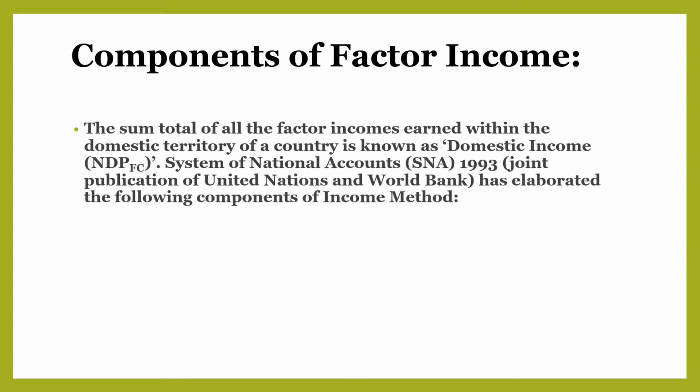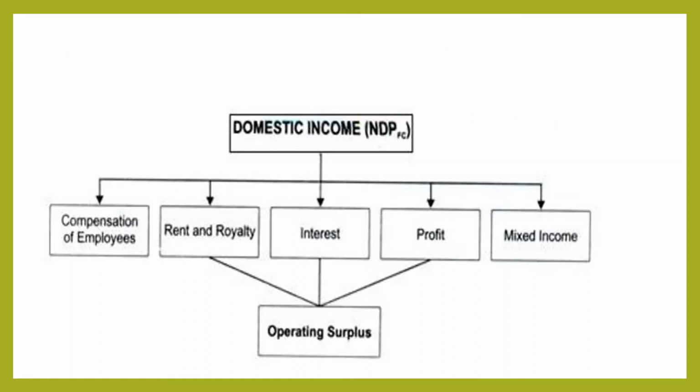Components of factor income. The sum total of factor income earned within the domestic territory of a country is known as the domestic income. It means from this method we are able to calculate NDP at FC, net domestic product at factor cost. How to calculate NDP at FC by this method? First of all, COE plus operating surplus plus mixed income. In operating surplus, we are adding rent plus royalty plus interest plus profit.